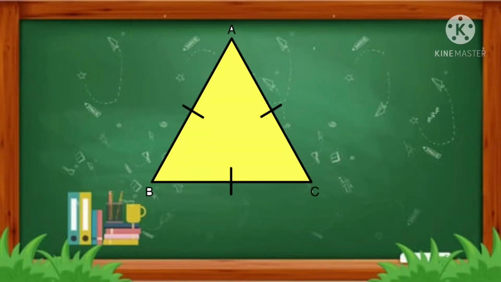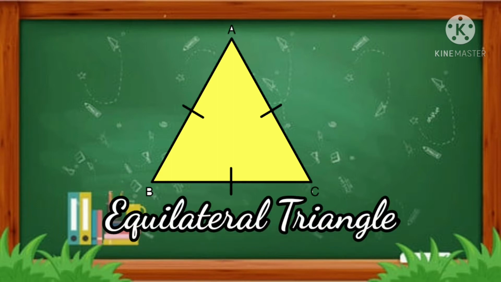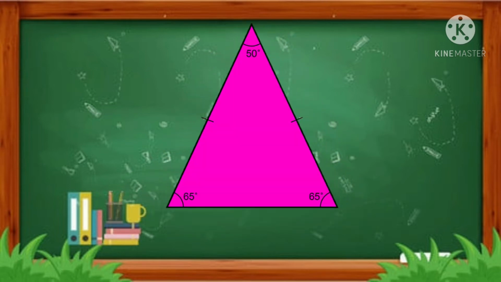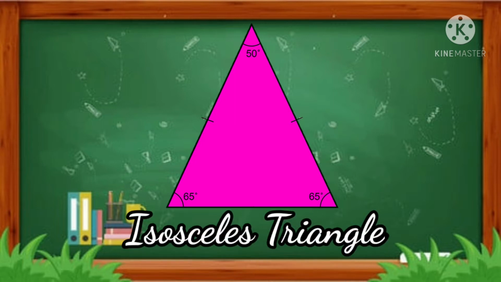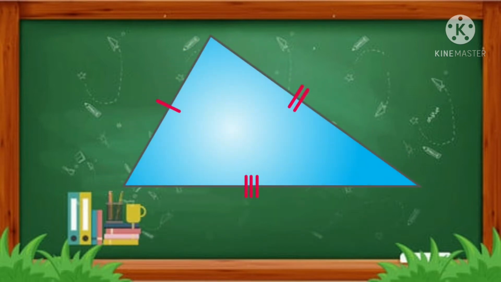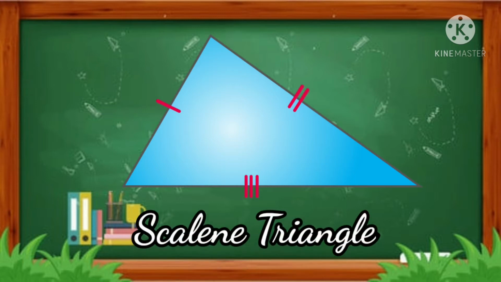What kind of triangle is this? Correct. This is an equilateral triangle. What kind of triangle is this? Very good. This is an isosceles triangle. What kind of triangle is this? Awesome! This is a scalene triangle.